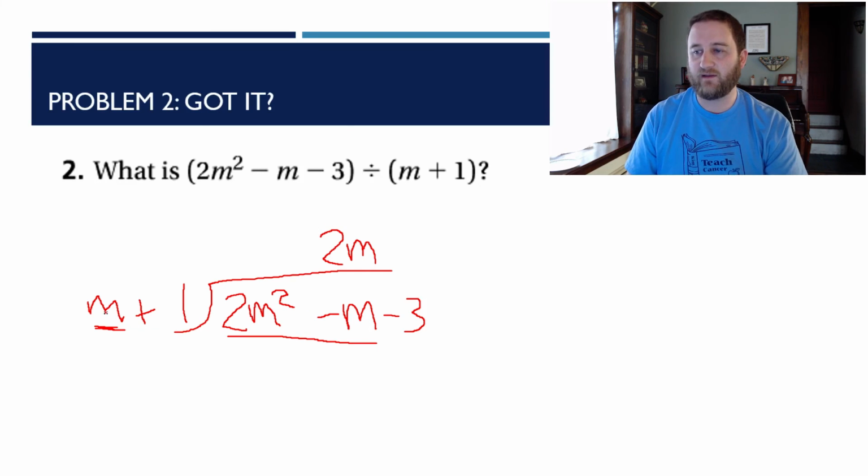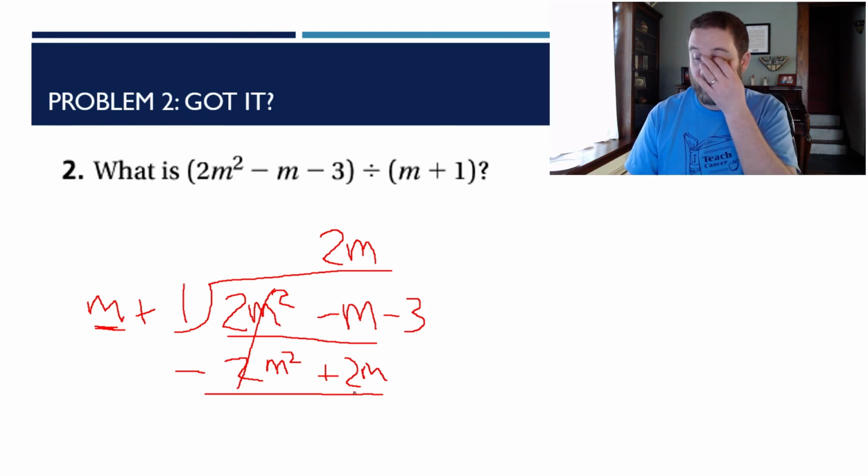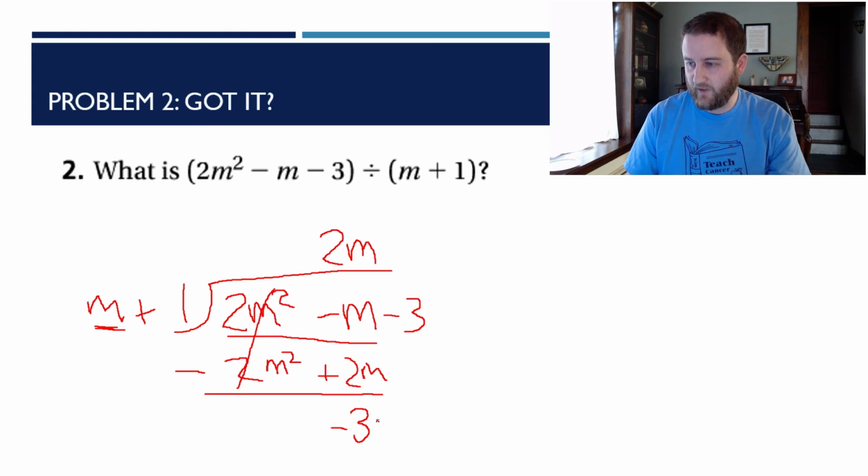Now I'm going to take this and multiply it, distribute it times the m plus 1. So 2m times m is 2m squared. And then 2m times 1 is plus 2m. Now I'm going to subtract these. These cancel out. Negative m minus 2m is negative 3m. And then drop down the negative 3 like so. I should extend this line here.